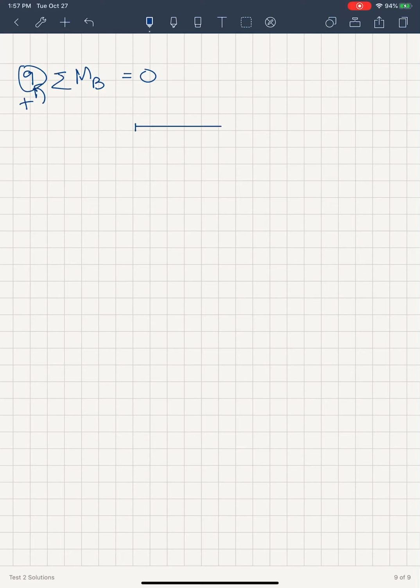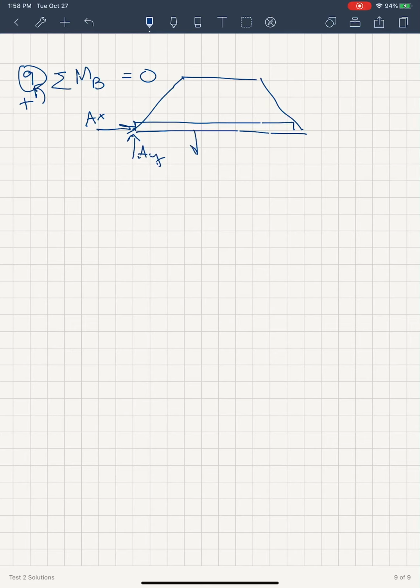Not sure what to do here. So draw a free body diagram. So this whole system, we have AX, AY, we've got 10 kilonewtons, 6 kilonewtons, and then 8 kilonewtons up here.